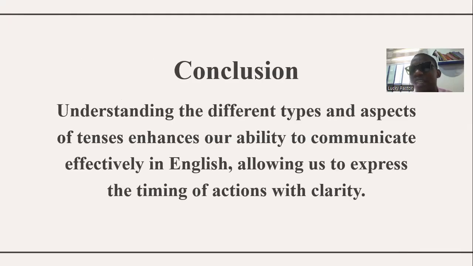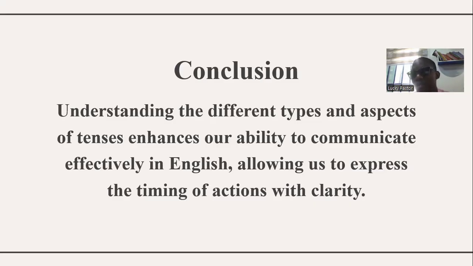So, in conclusion, understanding the different types and aspects of tenses enhances our ability to communicate effectively in English, allowing us to express the timing of actions with clarity. Very important. So what we have just done, we have looked at the 3 tenses in English: present tense, past tense, and the future tense. And of course, we also mentioned that these tenses have their different aspects: simple, continuous, perfect, and perfect continuous. And of course, we gave examples for each of these different tenses.